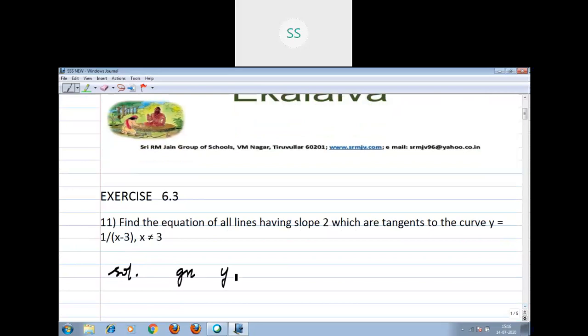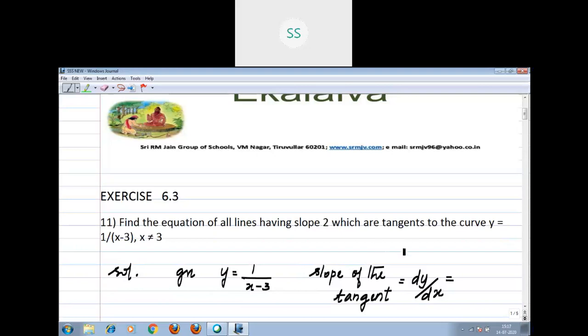Given y is equal to 1 by x minus 3. The next step, what you want to find, I told you, that is dy by dx. What does it represent? Slope of the tangent. Slope of the tangent is equal to dy by dx, which you get by differentiating your given curve equation.